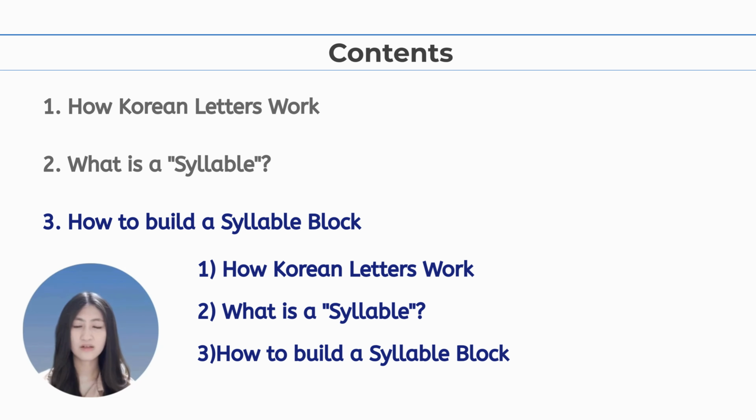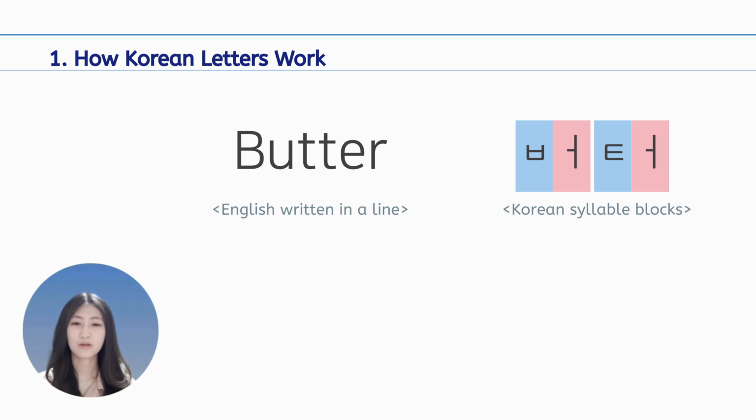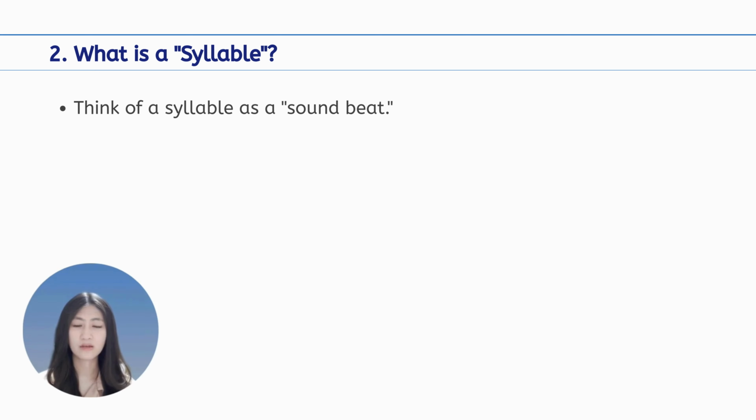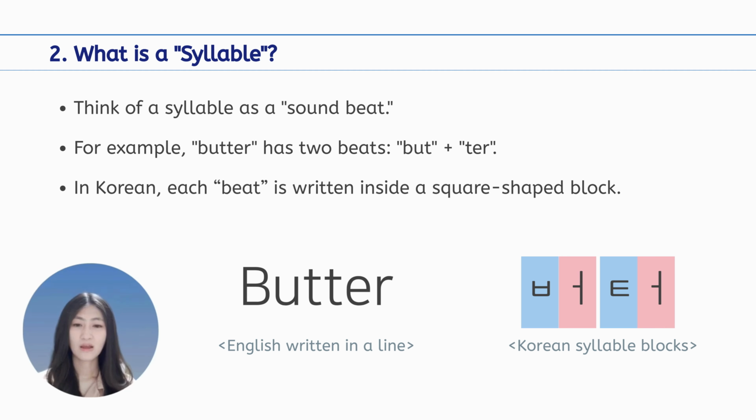Let's learn how Korean letters work. Look at the example. In English, letters are written in a line, but Korean letters are grouped together into square blocks. Each block represents one syllable. Syllable is like a sound bit. For example, the English word butter has 2 bits. In Korean, each bit is written in one square block. This is called a syllable block. Let's move to the next slide.